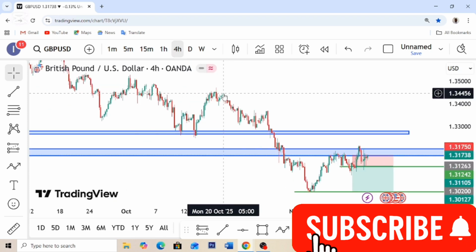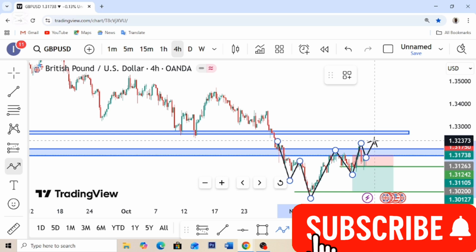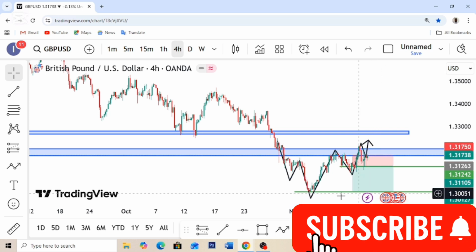On the 4-hour time frame, you can see that the market is creating an inverse head and shoulder right here. The market created this and broke above this level. This is a retest. So I'm waiting for this market to push up all the way to this level. Once I see a bullish engulfing candlestick closing above this level, then I will be looking for a buying opportunity right here.